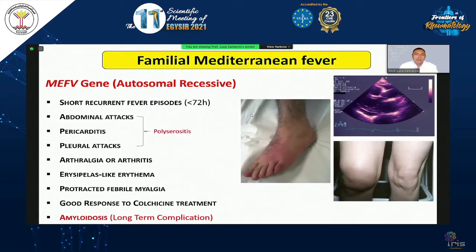Familial Mediterranean fever is the most common autoinflammatory disorder. Familial Mediterranean fever is an autosomal recessive disease. Patients may show typically short recurrent fever attacks lasting 1 to 3 days. May present polyserositis with thoracic pain and abdominal pain, arthralgia or arthritis, peculiar skin rashes such as erysipelas-like erythema, and myalgia. Patients are typically responsive to colchicine treatment, and about 25% of patients, treated patients or not appropriately treated patients, may develop over time a reactive amyloidosis.